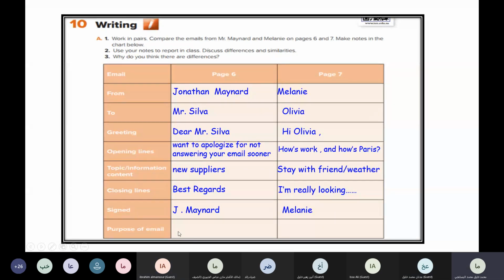Now, what is the purpose of the first email? I think it is what? Apologizing? No, not apologizing. About the business. Yes, business purpose. To reply to a business proposition. Proposition means offer. And the second is what? To inform and ask for information. Yes, asking about information. Quickly write the information and return back to page 14.